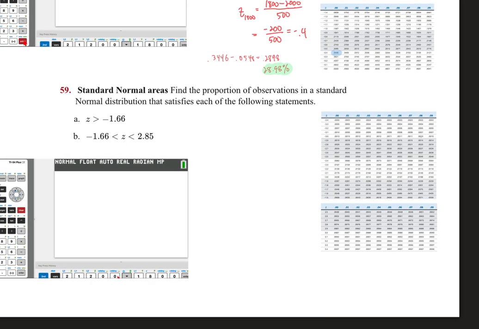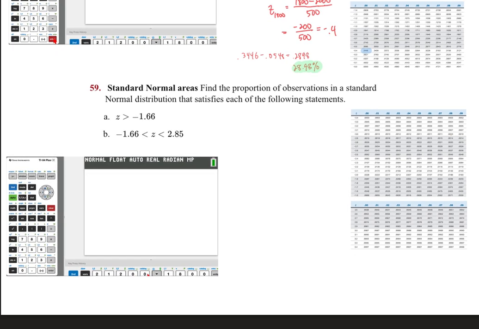Okay, and that's called a standard. They call that a standard normal distribution. So in a standard normal distribution, the mean is always 0 and the standard deviation is always 1.